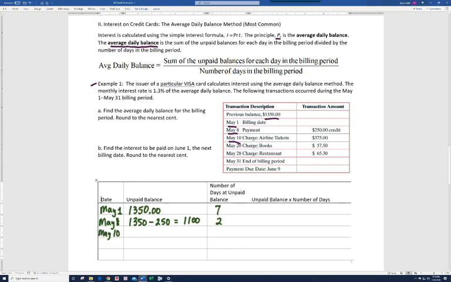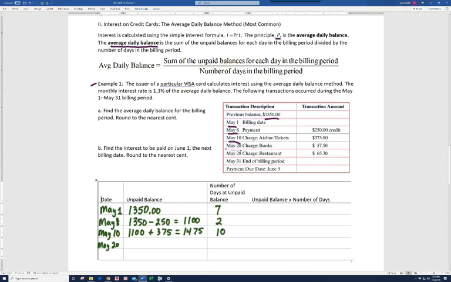So on May the 10th, notice we buy some airline tickets. So we're going to take our previous balance of $1,100 and we're going to add $375. So when you do that, you get $1,475. Now how long will we be at that balance? Well, the next activity occurs on May 20th. And so again, 20 minus 10 is 10 days. If you want, you can count them off. There's 10 days that you're at that balance. All right, our next activity. Well, let's go ahead and go to May 20th.